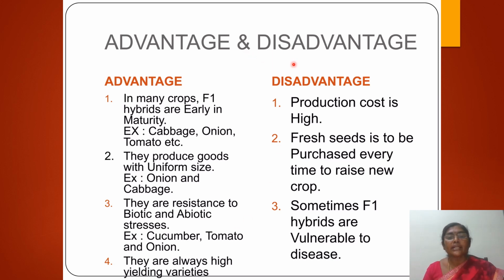What are the advantages and disadvantages? In many crops, F1 hybrids are early in maturity. Example, cabbage, onion, tomato, etc. They produce goods with uniform size. Again, example, onion and cabbage. They are resistant to biotic and abiotic stresses. They are always high-yielding varieties. And some disadvantages are that production cost is so high. Fresh seeds have to be purchased every time to raise a new crop. Sometimes F1 hybrids are vulnerable to disease.